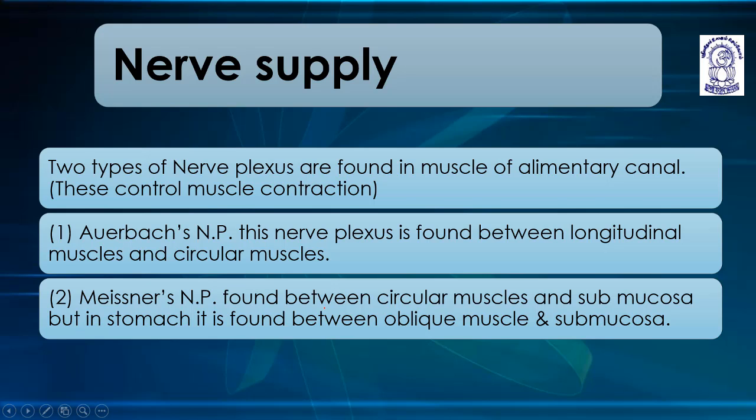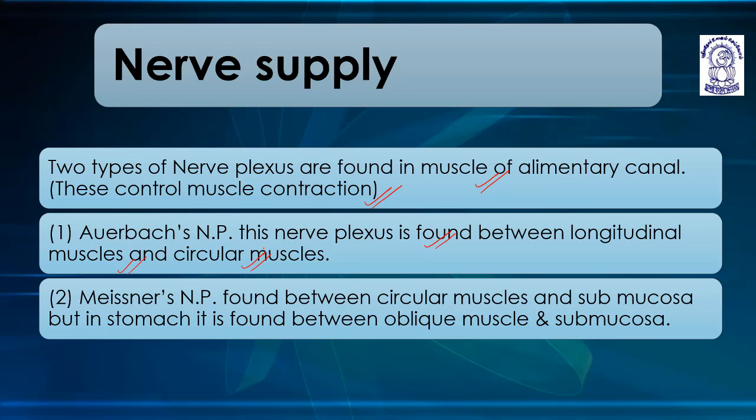Nerve supply. There are two types of nerve plexus which are found in the muscles of the alimentary canal. These control muscular contraction. Auerbach's nerve plexus is found between longitudinal muscles and circular muscles. Meissner's nerve plexus is found between the circular muscles and the submucosa, but in the stomach it is found between oblique muscles and submucosa.